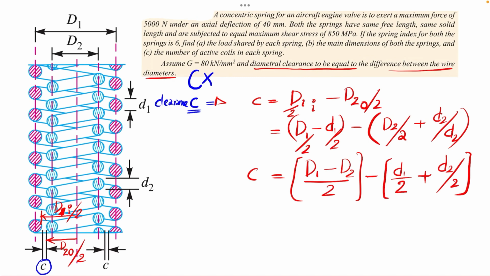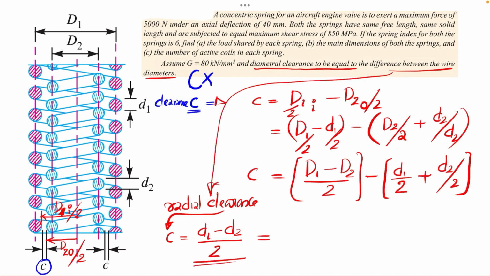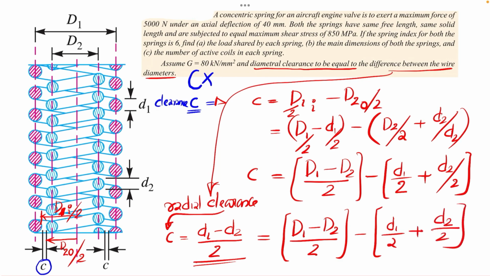And it is given that the diametral clearance is equal to the difference between the wire diameters. Here we have evaluated the radial clearance. If diametral clearance is equal to the difference between wire diameters, then this will be equal to half of the difference in wire diameter, because this c is the radial clearance. So I can write the expression. This is obtained from this statement. This statement I have represented here, and the right hand side I can write like this, which is D1 minus d1 divided by 2 minus D2 divided by 2 plus d2 divided by 2.